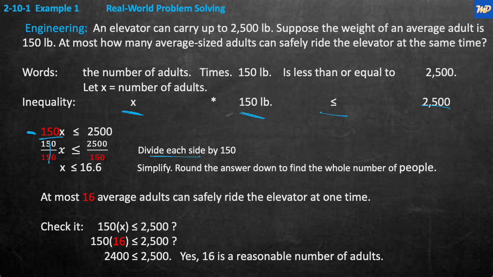When you round down, at most 16 average adults can safely ride this elevator at one time. So if we check it, 150x less than or equal to 2,500, put 16 in with the 150, and you get 2,400, which is less than 2,500. And yes, 16 is a reasonable number of adults.